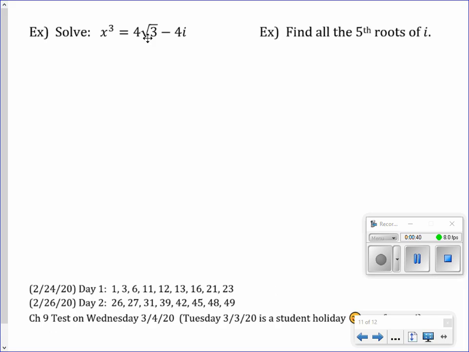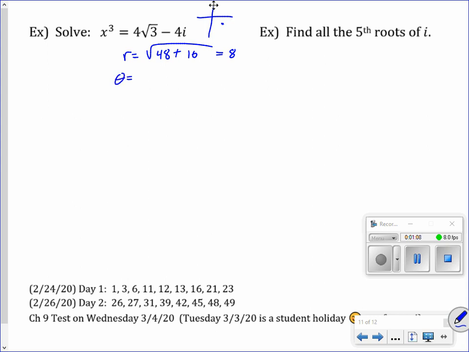Okay. All right. So our first job on this next problem is to figure out r and theta so we can use this formula. So we have 4 radical 3 minus 4i. If I think of the graph, that's over and down, so it's in the fourth quadrant. My r value is the square root of 4 radical 3 squared, which is 16 times 3, which is 48, plus negative 4 squared, 16. So 48 plus 16 is 64. The square root of 64 is 8.